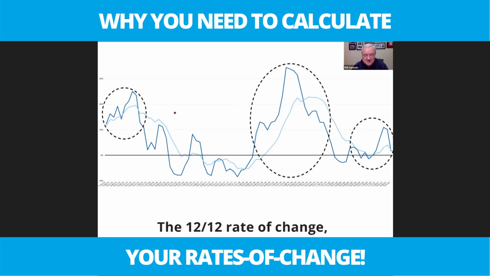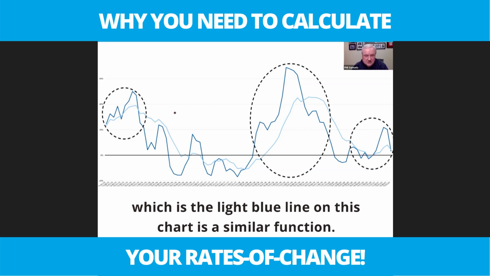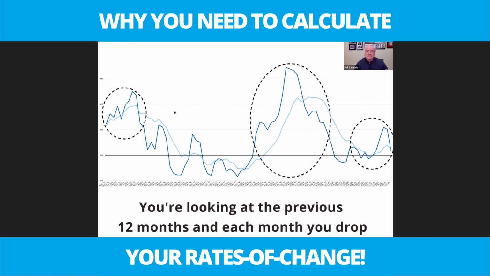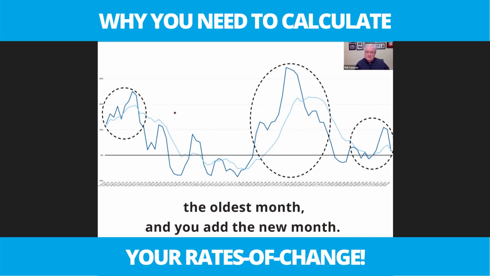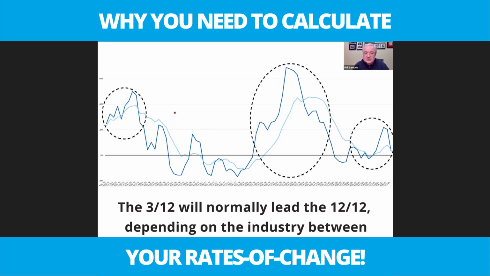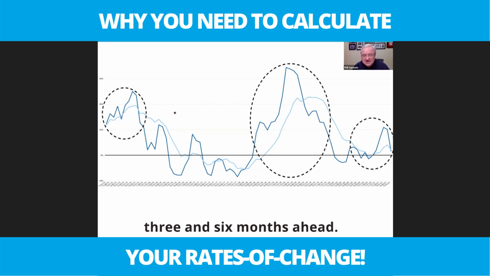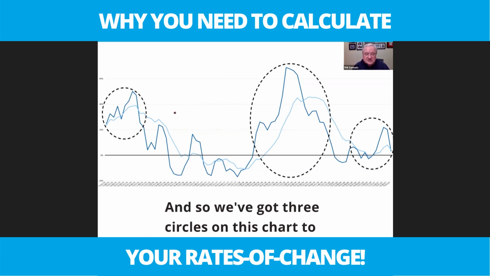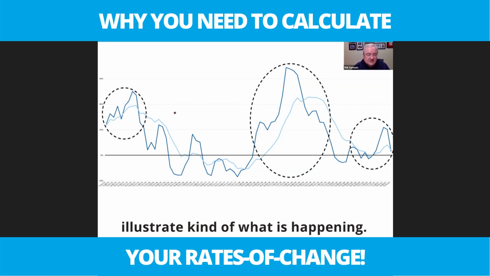The 12/12 rate of change, which is the light blue line on this chart, is a similar function. You're looking at the previous 12 months, and each month you drop the oldest month and add the new month. So it's a very gradual change, relatively speaking. The 3/12 will normally lead the 12/12, depending on the industry, by between 3 and 6 months. And we've got 3 circles on this chart to illustrate what is happening.